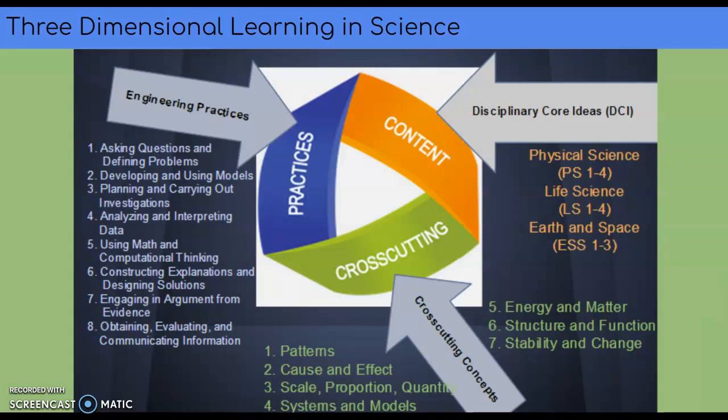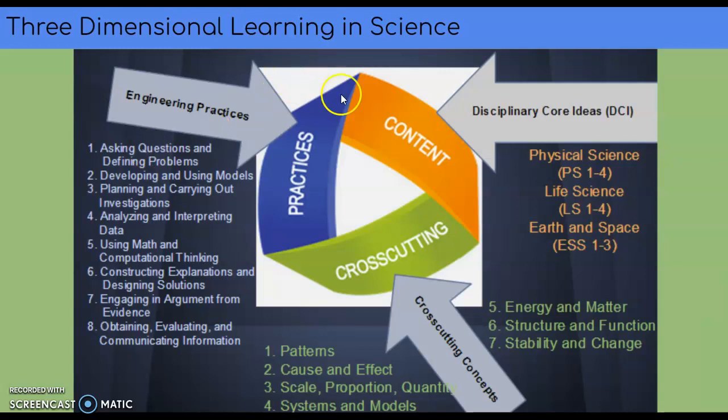The thing, though, about trying to create an image and understanding them is that this order that we see right here is a linear order. In reality, it's all messy and crazy because maybe I'm asking a question and defining a problem and then developing and using models. Well, then I might have more questions and defining problems. And then I go to step 3. And then I might need to do some math and computational thinking. Well, then I might have some more questions. So as we continue through this course, we'll be diving in to understand the messiness and the awesomeness all at once of the practices. Let's move over to the content.